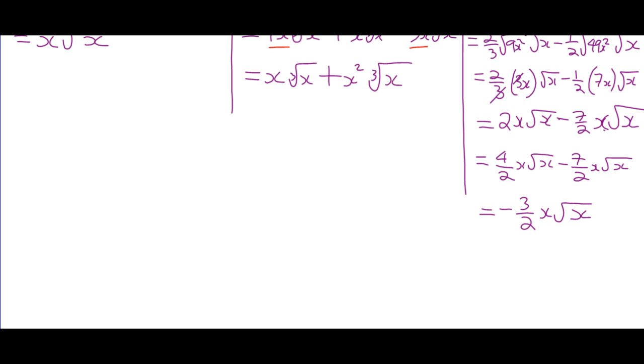Can't we not have that? Because... No, the restriction is just that x has to be greater than or equal to 0. This could be negative, it doesn't matter. The negative's not under the square root sign. But then that makes the other x negative, doesn't it? No, it makes the whole thing negative.